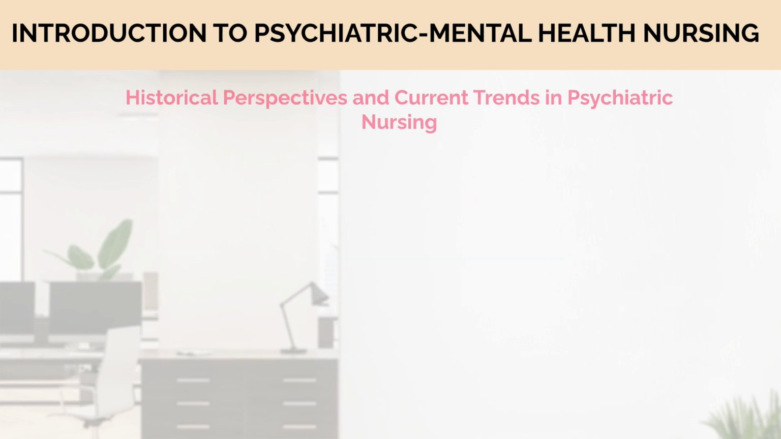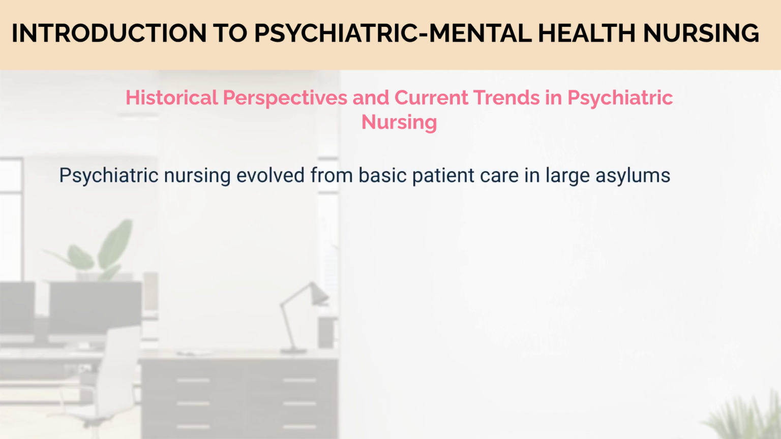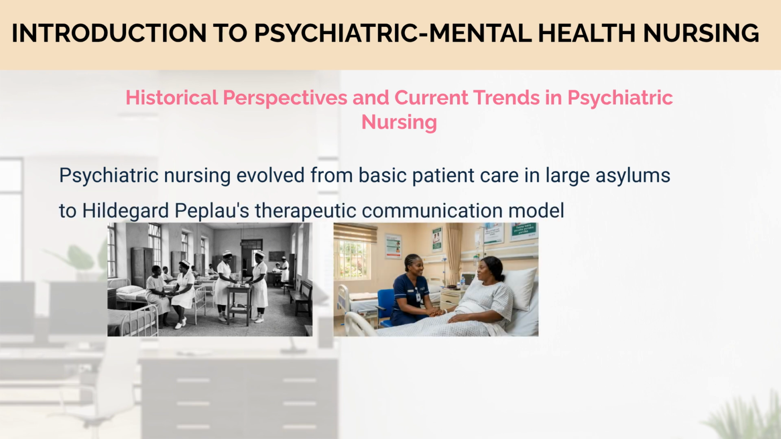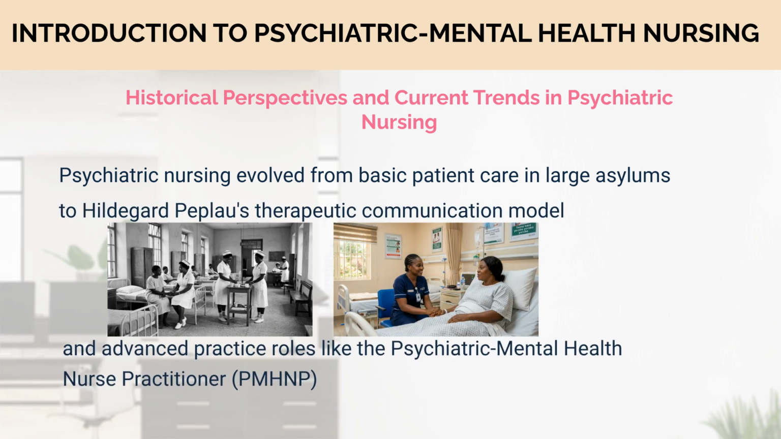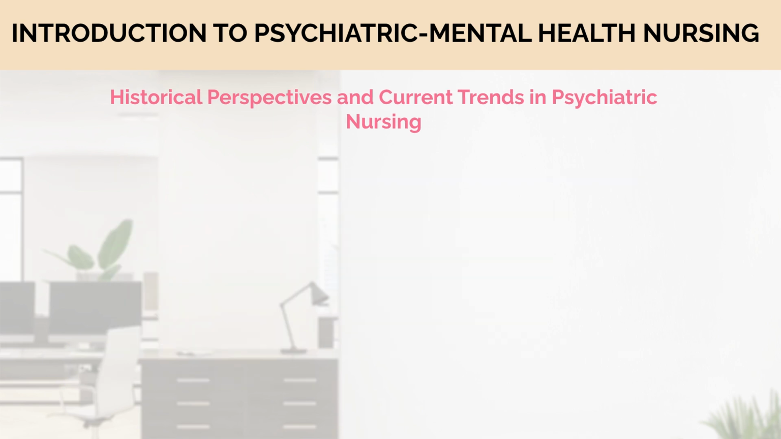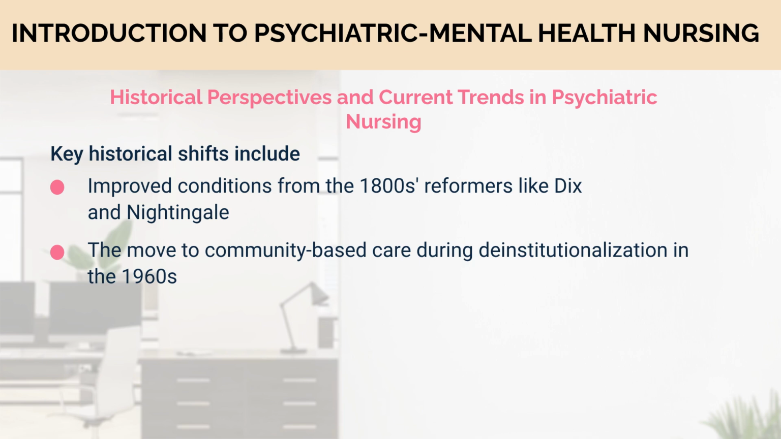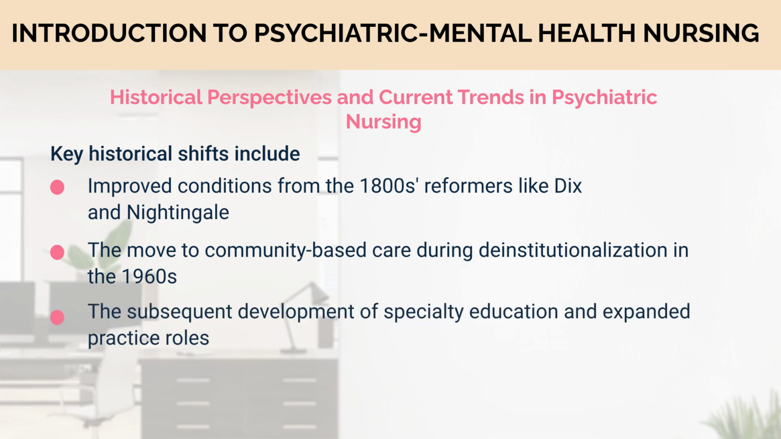Let's look at the historical perspectives and current trends in psychiatric nursing. Psychiatric nursing evolved from basic patient care in large asylums to Hildegard Peplau's therapeutic communication model and advanced practice roles like the psychiatric mental health nurse practitioner. The key historical shifts include improved conditions from the 1800s reformers like Dix and Nightingale, the move to community-based care during deinstitutionalization in the 1960s, and the subsequent development of specialty education and expanded practice roles.